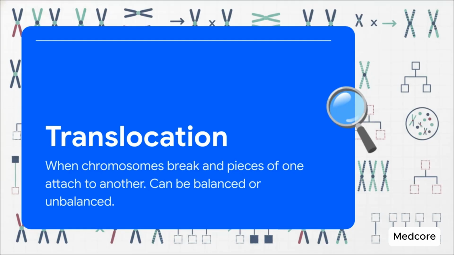A great example is a translocation. You can think of it like a cut and paste error in a document. A piece of one chromosome breaks off and gets stuck onto a totally different chromosome. Now, if it's a clean swap with no genetic info lost, we call it a balanced translocation, and that person is usually fine. But if genetic material gets lost or gained in the process, it's unbalanced, and that's when you get problems, like that 4% of Down syndrome cases we mentioned earlier.